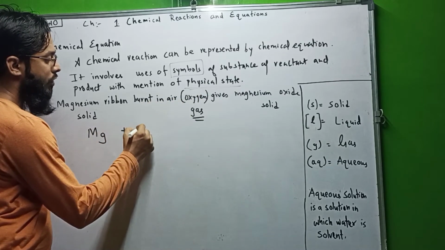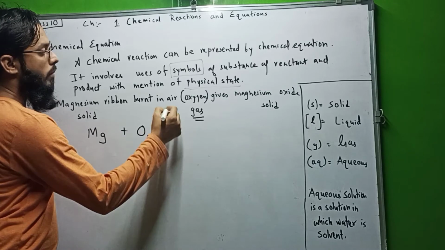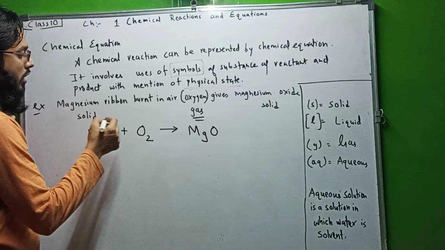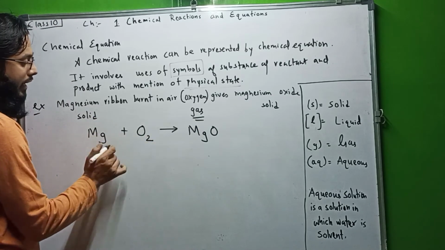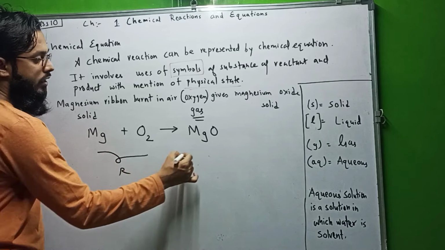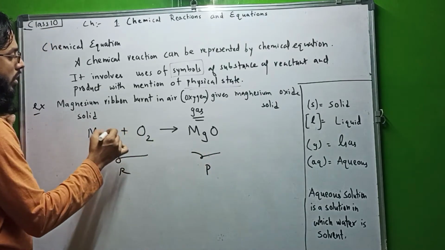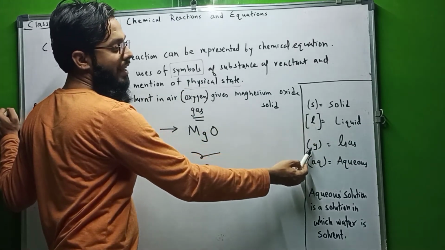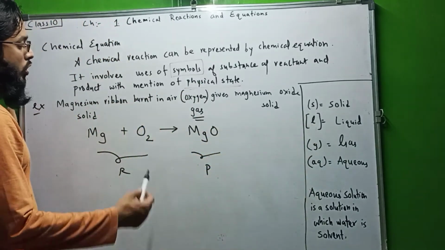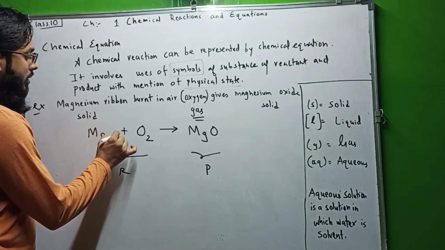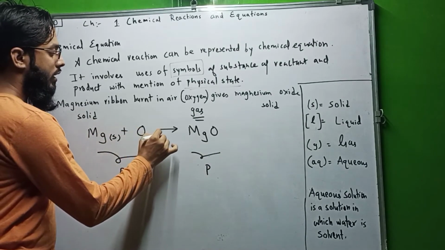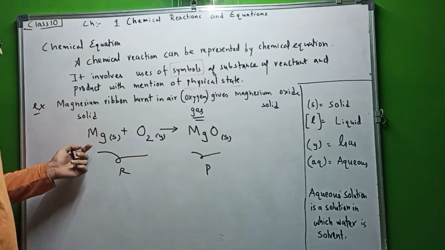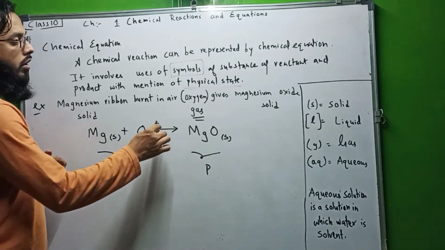It burns in air, meaning with oxygen, and it forms a product known as magnesium oxide. So these are the symbols of the reactant side, and these are of the product side. But we also have to mention the physical state, whether they are solid, liquid, gas or aqueous solution. So here I will write magnesium is solid, oxygen is gas, magnesium oxide is solid. Okay, so this is the representation of a reaction.